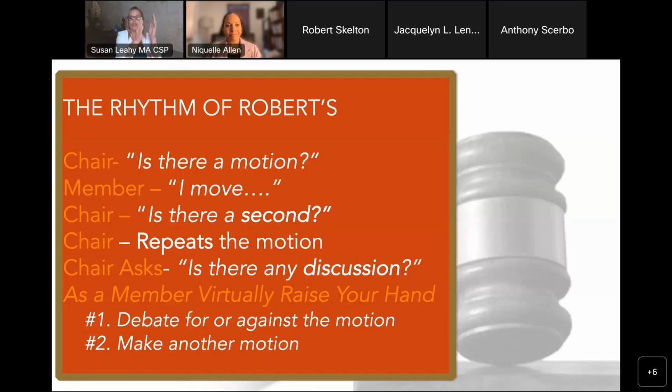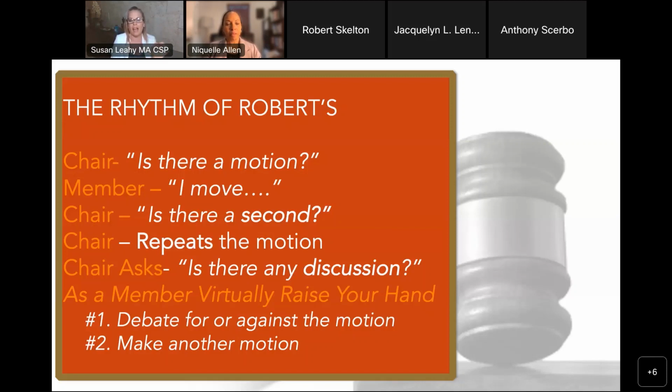So it's important. You make a motion, the chair will then ask for a second. And I need you to hear this: the second doesn't mean that you agree with the motion, and it doesn't mean that you disagree with the motion. It just signifies that you find this motion or this question worthy to discuss. So the chair asks for a motion, a board member makes the motion, the chair asks for a second, a board member makes the second, and then the chair repeats the motion. This is the rhythm of Robert's.